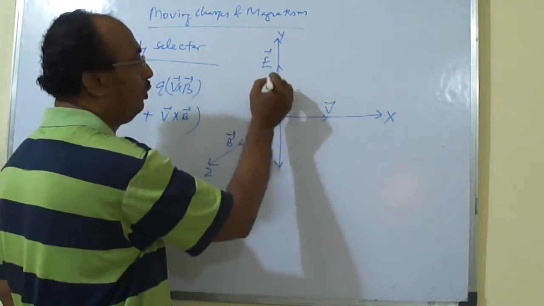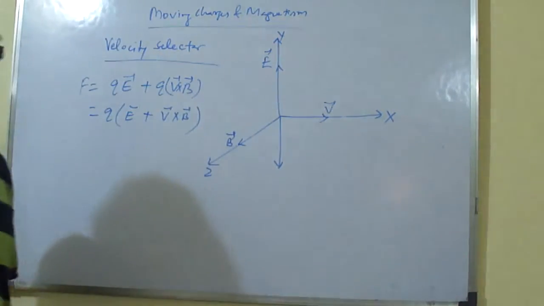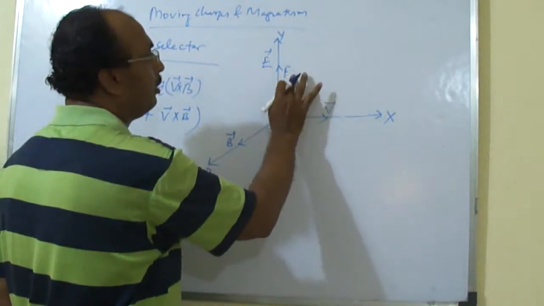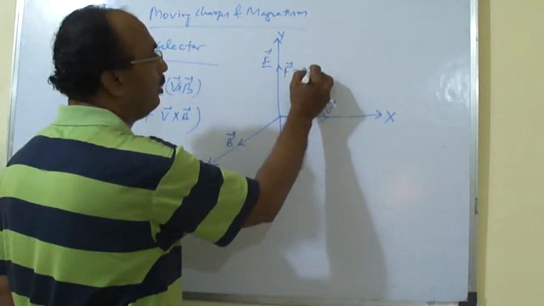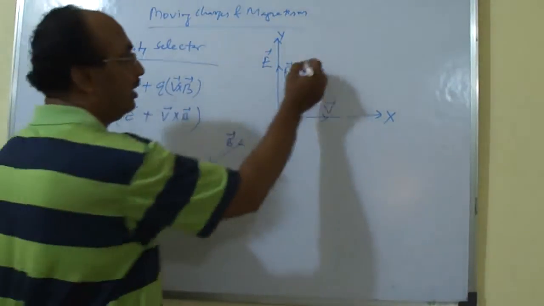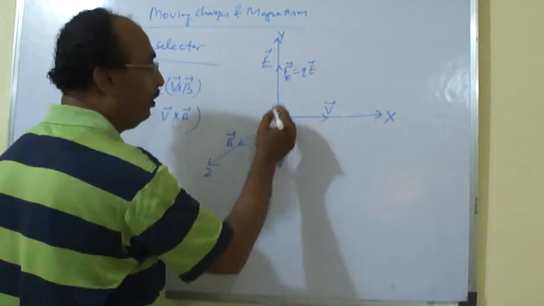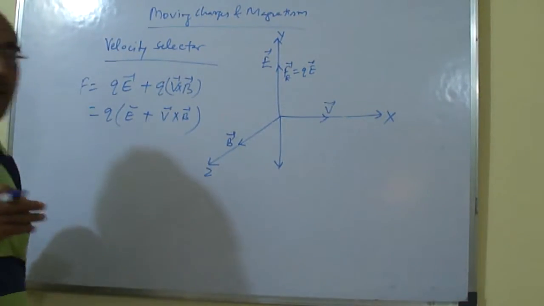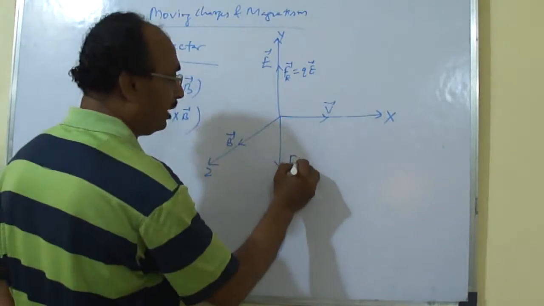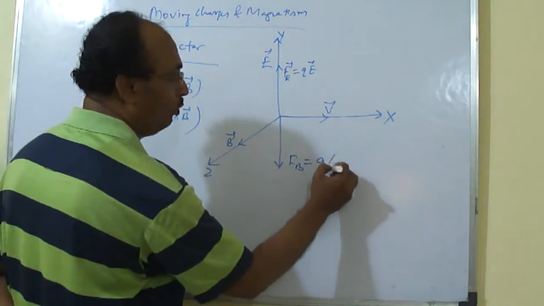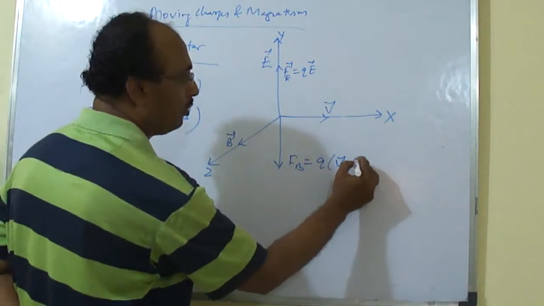Becoming equal in the sense that you can say it is becoming opposite. So F is equal to QE, suppose in this side, due to the electric field in this direction, and the magnetic force will be equal and opposite. So in this direction we are getting FB, which is QV into B.